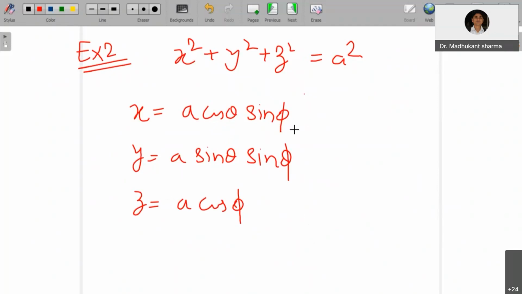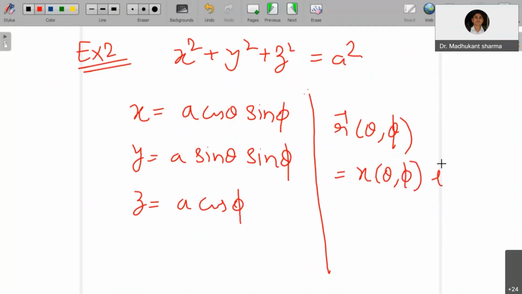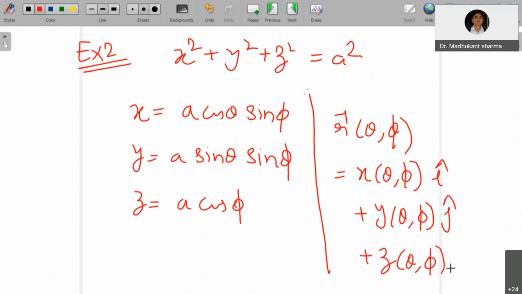Now from here, it's a theta and phi family. So you have the vector r of theta, phi equals x of theta comma phi i plus y of theta comma phi j plus z of theta comma phi k. Of course, theta lies between 0 to 2 pi and phi lies between 0 to pi. Now what you need to get is r theta cross r phi.